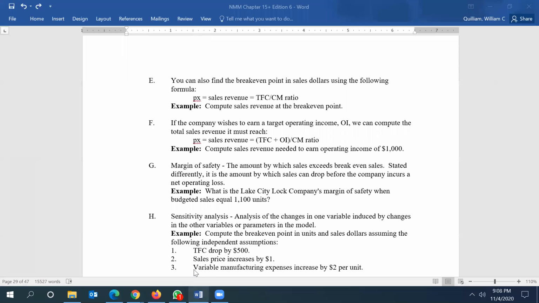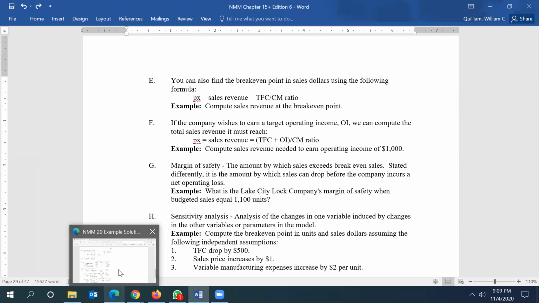Now, let me go to a non-zero operating income here in F. That'll be quite easy for us. If the company wishes to earn a target operating income, OI, whatever that may be, we can compute the total sales revenue it must reach this way. Same thing as up here, but just add operating income into the numerator. As an example, let's compute the sales revenue needed to earn an operating income of $1,000.